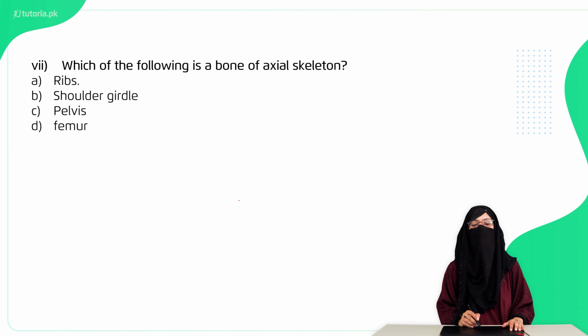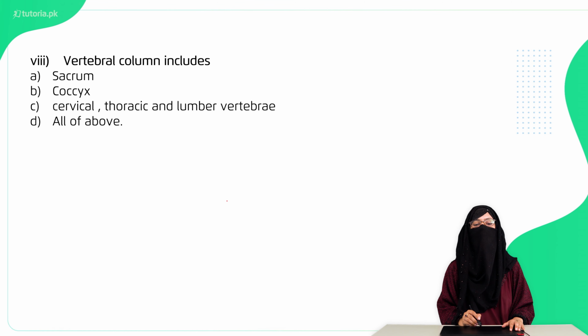Seventh है, which of the following is a bone of axial skeleton? Option A ribs, option B shoulder girdle, option C pelvis, option D femur. The right option is option A ribs. Eighth है, the vertebral column include sacrum, coccyx, clavicle, thorax and lumbar vertebra, option D all of above. The right option is option D all of above.